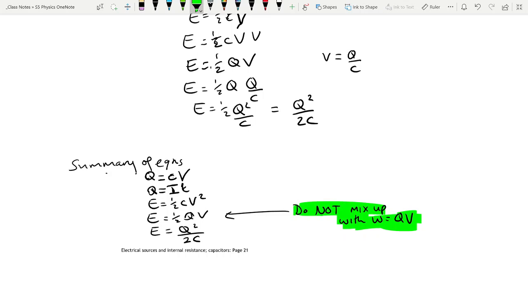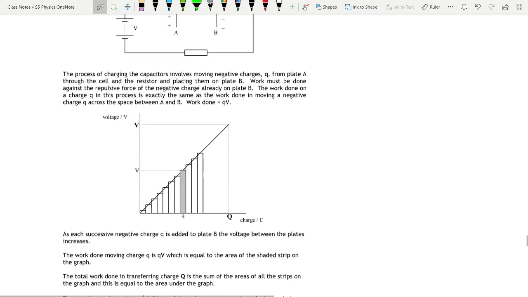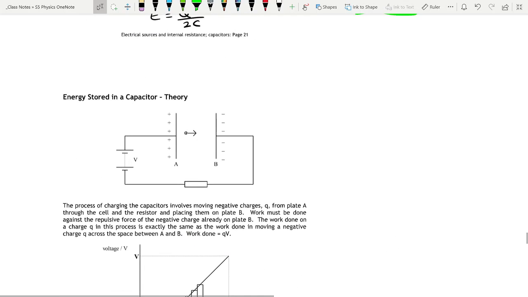So depending on what you've been given in the question will depend on which equation you use. If you're given C and V, you'd use half CV squared. If you're given Q and V, you'd use half QV. If you're given Q and C, you'd use Q squared over 2C. So that's a nice summary of equations that you might need to use. The rest of this booklet is some theory that I will let you read yourself, just one page, and then I want you to do some questions.